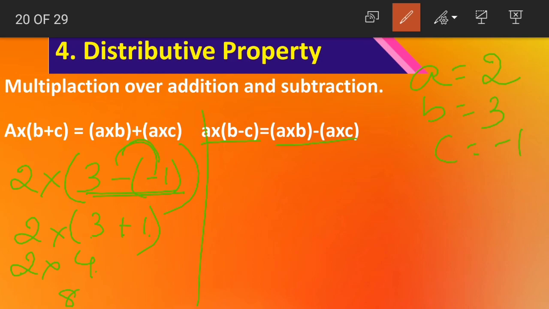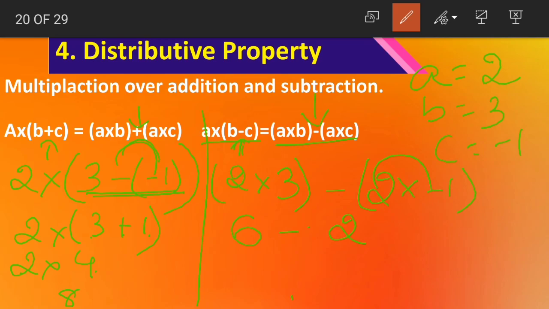Clear? Coming to RHS, we'll first multiply and then we are subtracting here because we have the minus sign in between the terms. We are subtracting here. Here we had addition, so we added both the terms. Here we are having subtraction. So we'll subtract both the terms. What is a? a is 2, b is 3. 2 into 3 minus, a is 2 and c is minus 1, 2 into minus 1. 2 3s are 6 minus 2 1s are 2.